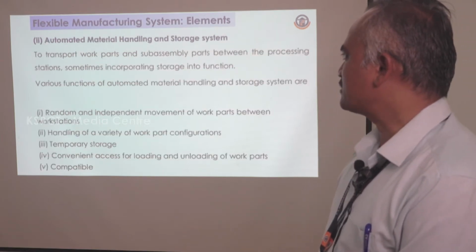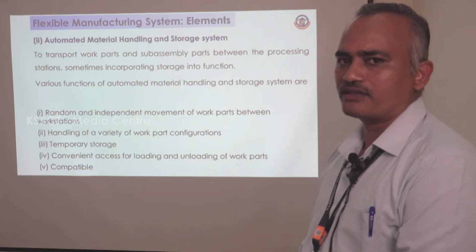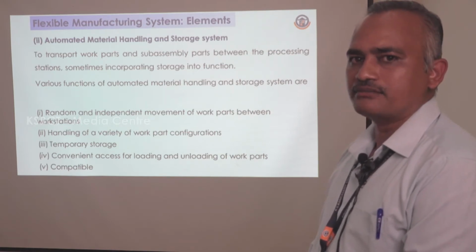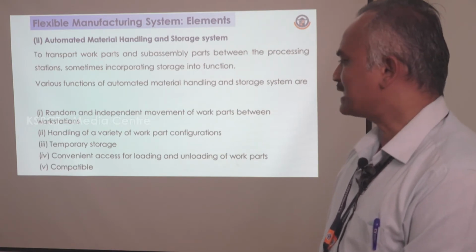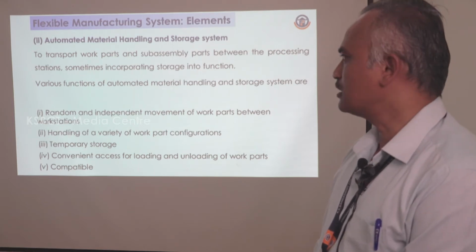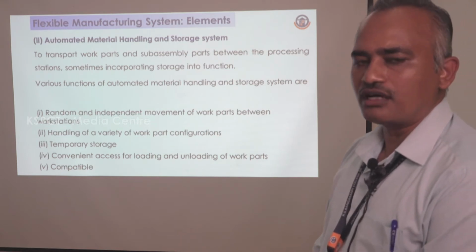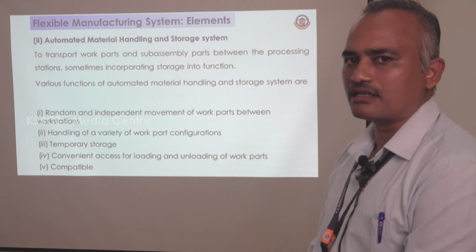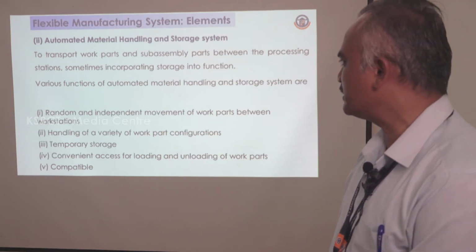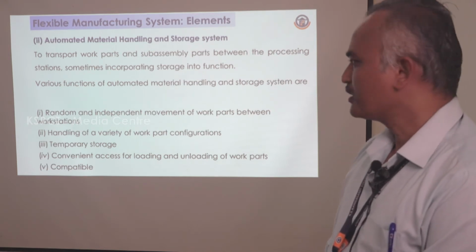The second component is the automated material handling and retrieval system, or storage. The main objective of this component is to transport the part from one station to another. That is material handling. It may be semi-finished goods, assembly or sub-assembly goods, or raw material, and between the processing stations it is sometimes used for temporary storage.